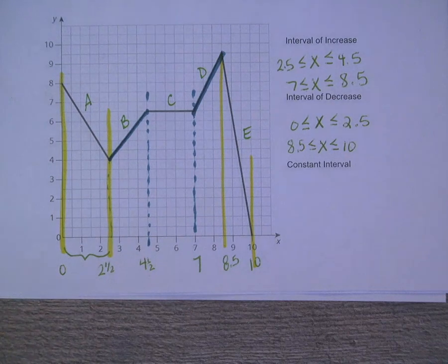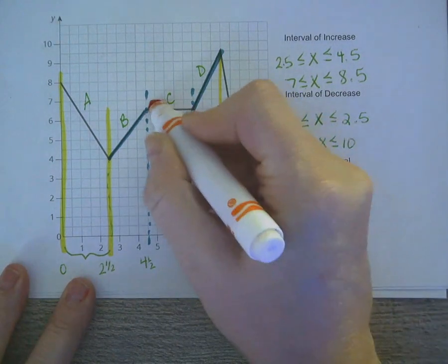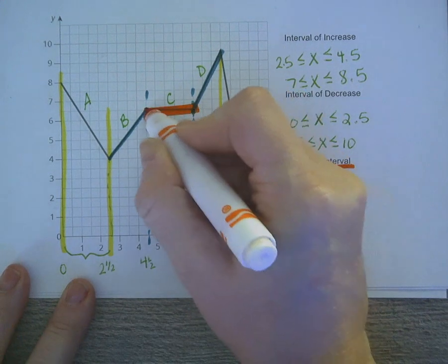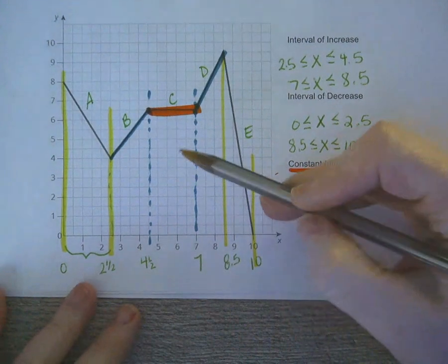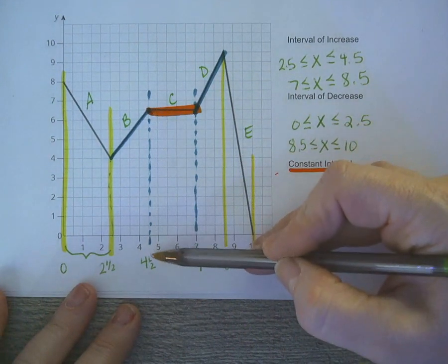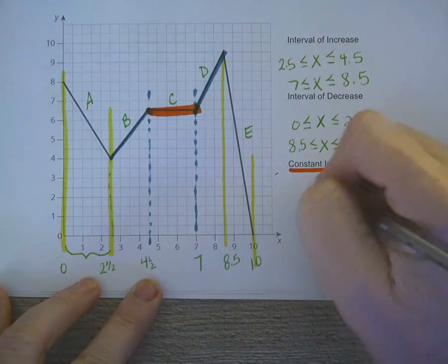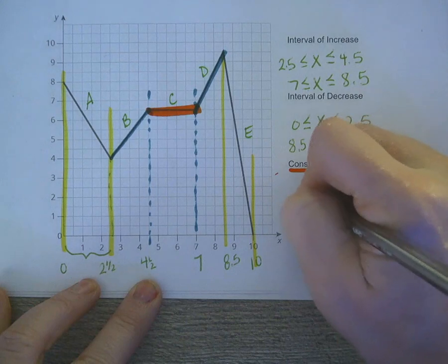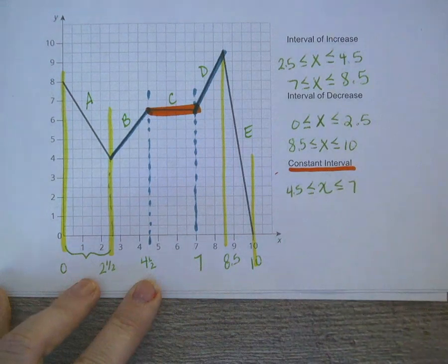And the last one we have is our constant interval. Our constant interval is this horizontal segment right there. And we've already got where it starts and where it ends labeled down here. It starts when x is 4.5. It ends when x is 7. So our constant interval is when x is greater than or equal to 4.5 and less than or equal to 7.